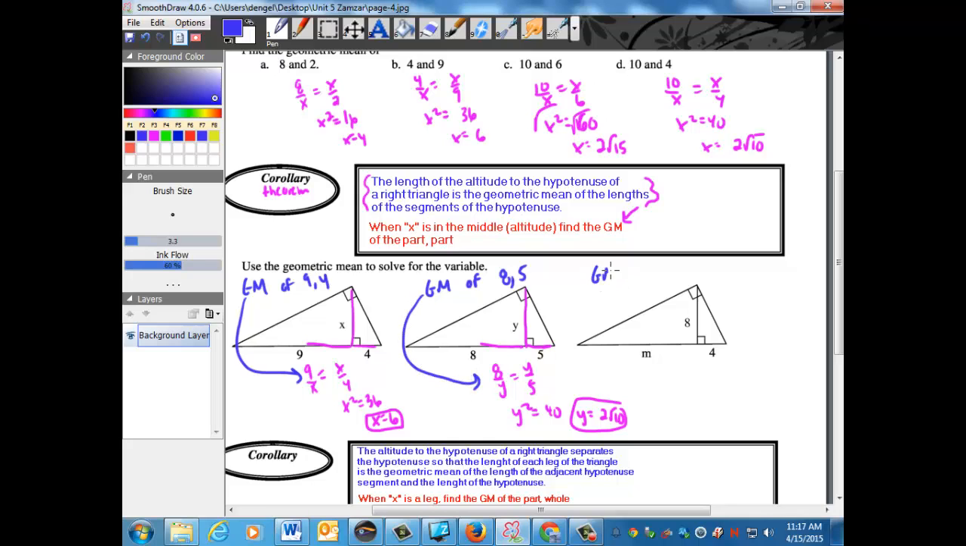On this problem, I need to find the GM of our two parts, which is m and 4. We actually get to work backwards because we're told that 8 is the altitude. So I'm going to take m over 8 is equal to 8 over 4. Now remember that when x and y, or m, is the altitude, then we form an x squared and a y squared. We don't have that here because m is not the altitude, m is at the base. So we get 4m equals 64, m equals 16.